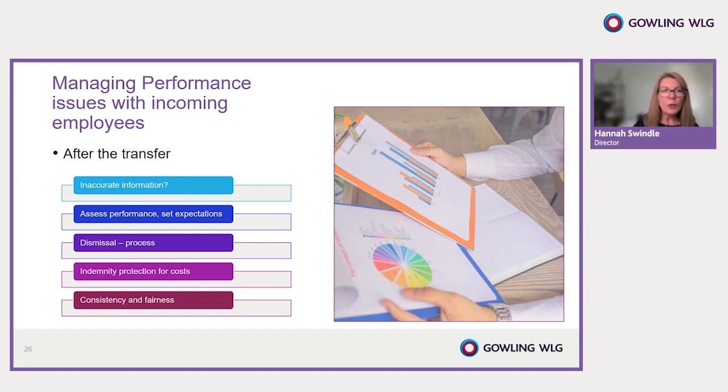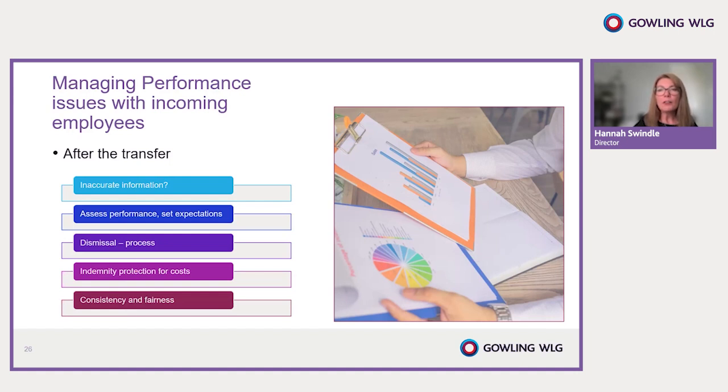So ultimately, if you've got a poor performer, what can you do? Can the incoming employer dismiss them? If you've managed to negotiate contractual indemnity protection or other cost protection from the customer as part of the commercial deal, which covers subsequent dismissals, then you'll have protection against the costs of any dismissal and any connected claims.